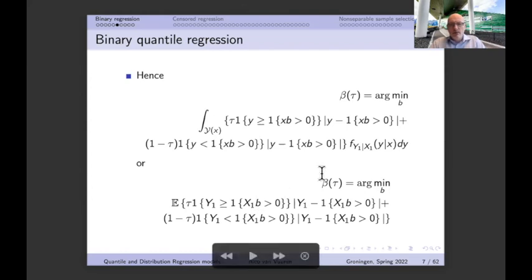This is, of course, a nice relationship because it now says that if we had known this function that we now have here at the right-hand side, then the only thing we need in order to get beta tau is to minimize this function with respect to the b that we have over here. And then we get beta tau. But that's, of course, not possible.